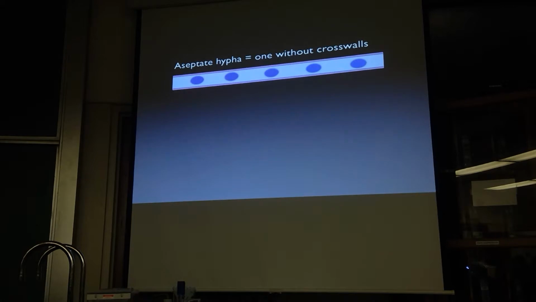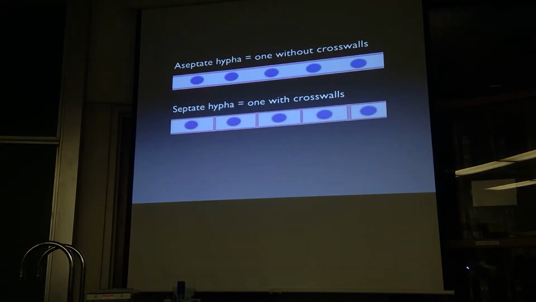So if you look at them, actually you can't really see their nuclei here unless they're stained in a particular way. But if you were looking at aseptate hypha, this is multiple cells and they're not separated from one another by a cross wall. If the hypha is septate, then there will be cross walls and they look like this.